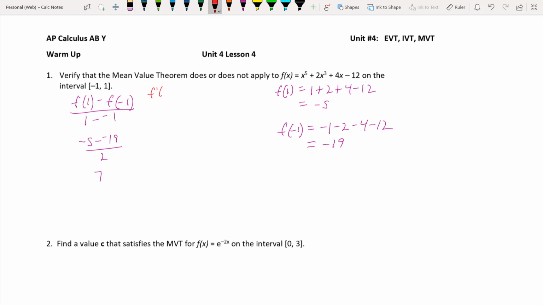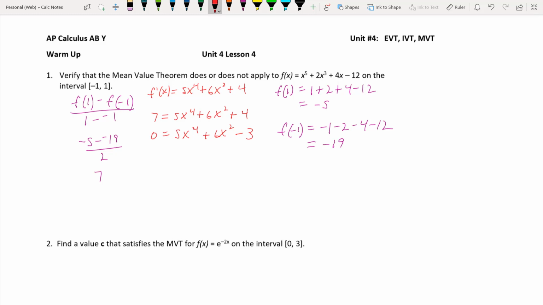So we'll do f prime of x equals, this is going to be 5x to the 4th plus 6x squared plus 4. I'm going to set that derivative equal to my slope value of 7, 5x to the 4th plus 6x squared plus 4. I need to subtract 7 off of both sides to get this thing equal to 0. That's 5x to the 4th plus 6x squared, and that's going to be -3. Now, I'm not sure if this thing factors or not, but I kind of don't think it does. And so I'm just going to go to my calculator.